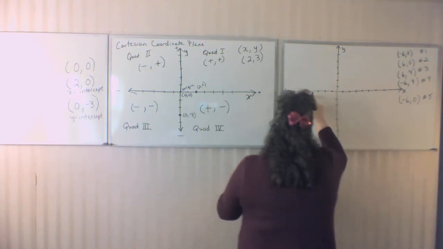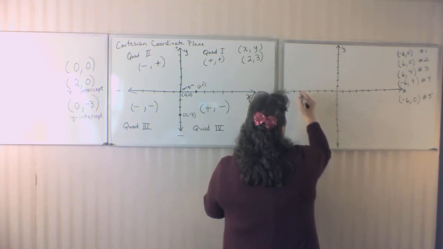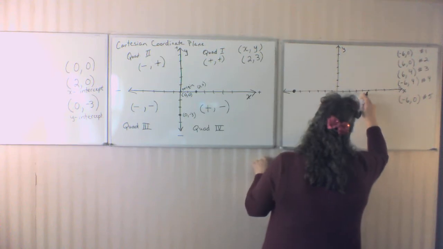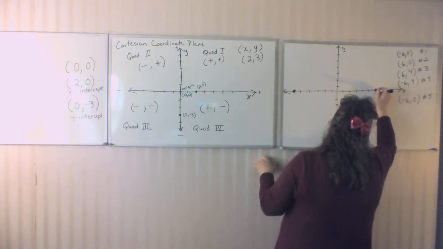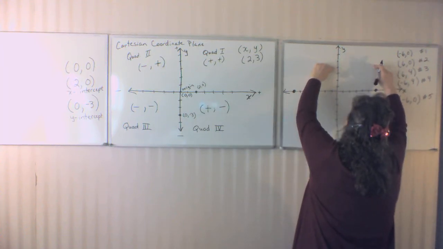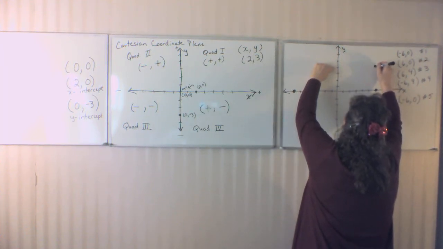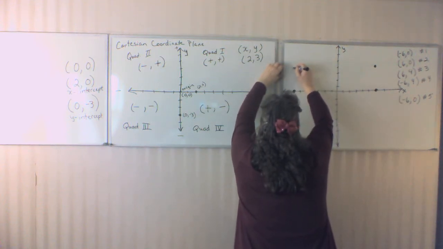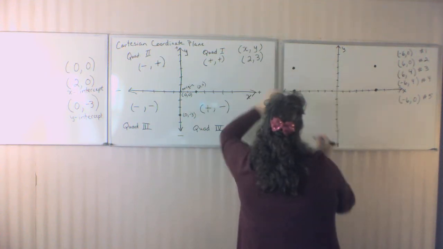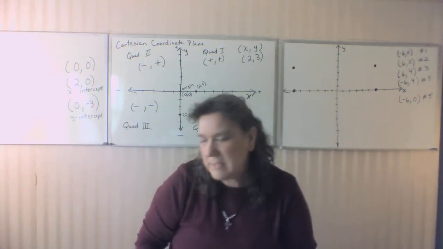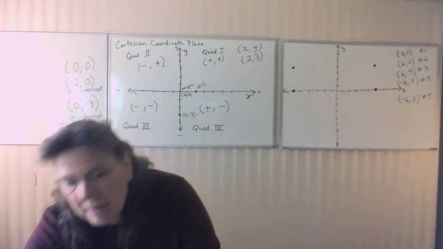Here is -6, 0. Over here is 6, 0. And then up here would be 6, 4. And -6, 4. So those are the 4 points that we are going to graph.